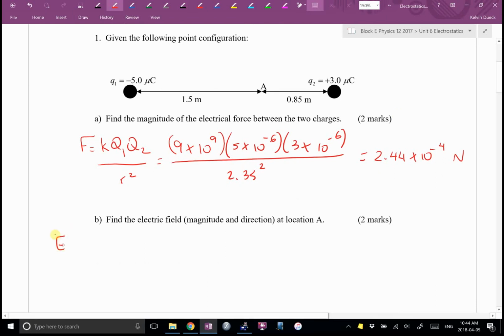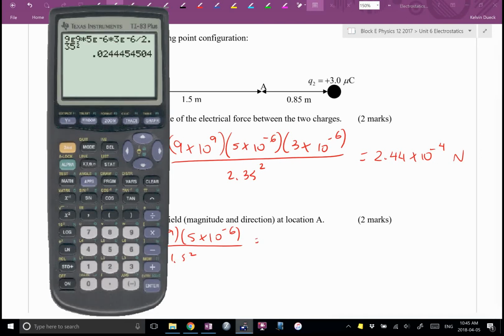B says, find the electric field, magnitude and direction at location A. To find the electric field from two charges, we find the electric field from the first one, we find the electric field from the second one, and then we add them vectorially. Electric field is going to be kQ over r squared. So the electric field from charge 1 is going to be that. It's going to be 9 times 10 to the 9th. Also positive. We don't include the negative here. And it's going to be 1.5 squared.